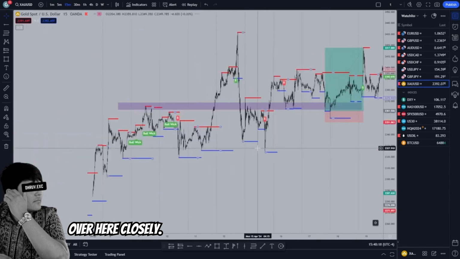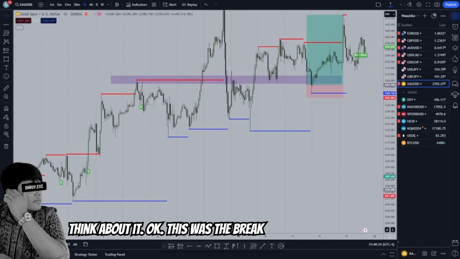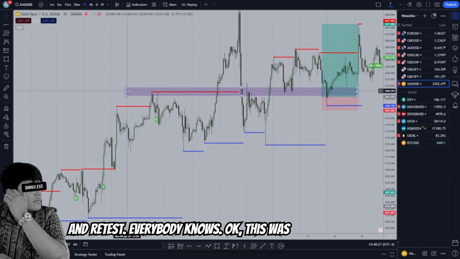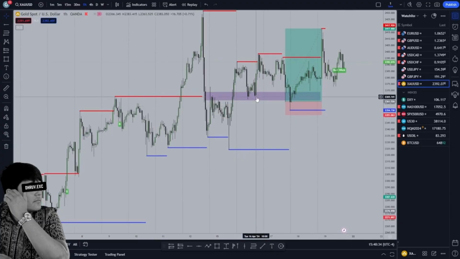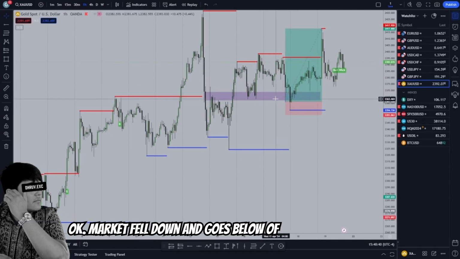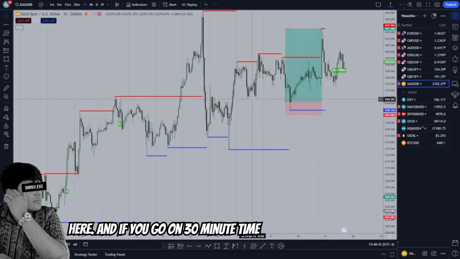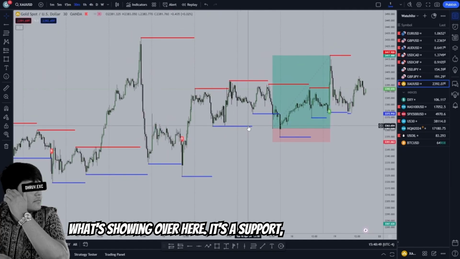Okay, look at over here closely. Look over here closely. And now just think about it, okay? This was the break and retest, everybody knows. Okay, this was the break and it was a retest on Tuesday. And what happens after that? On Wednesday, okay, market fell down and goes below of these 2 relative equal lows right over here. And if you go on 30-minute time frame, over here you can see what's showing. It's a support, right? So it's a support.